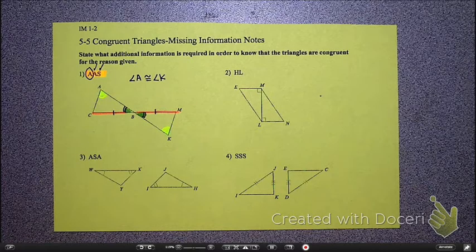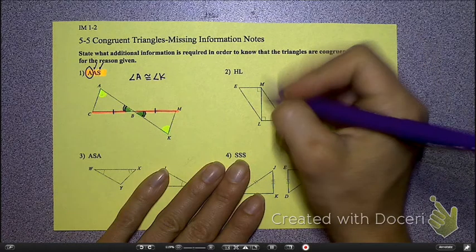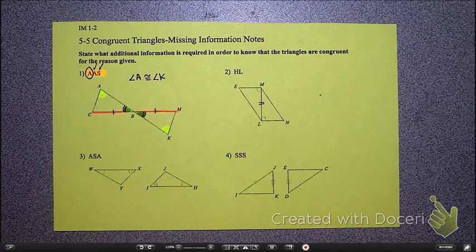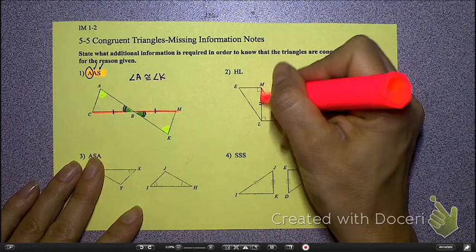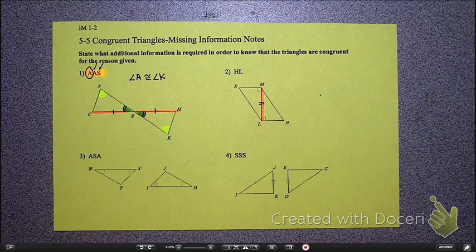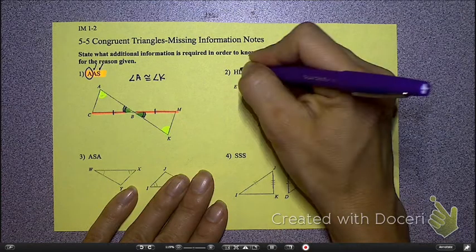I don't see anything marked, but what do I know just from looking at the picture? They share a common side. So let's mark their common side congruent, okay? I can go ahead and mark that that common side is congruent to itself, right? Okay, is that common side the hypotenuse or is it the leg for those triangles? The leg. So I already have the leg.